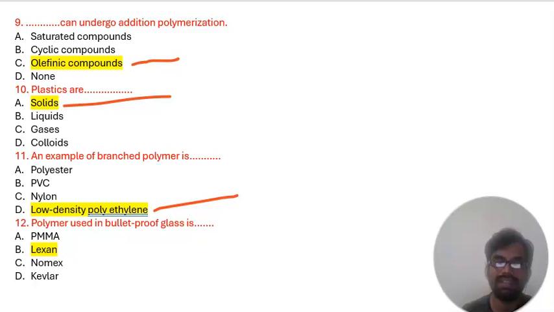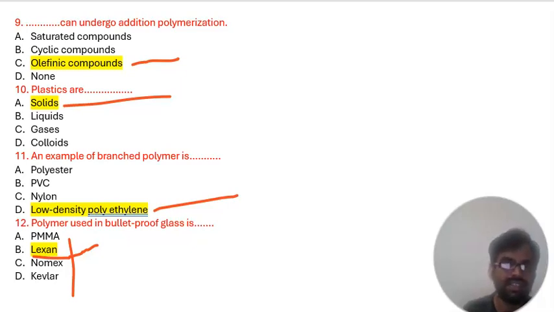Next, see the 12th bit, the polymer used in bulletproof glass is dash. Nowadays polymers are used for making bulletproof material. Here the four options are given. Out of four, B is the right answer. What is B here? Lexan. Lexan is a type of polymer used for preparing bulletproof glass to protect against harmful materials.